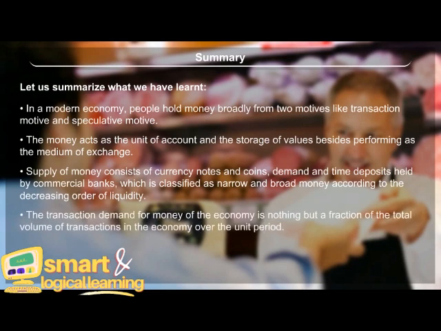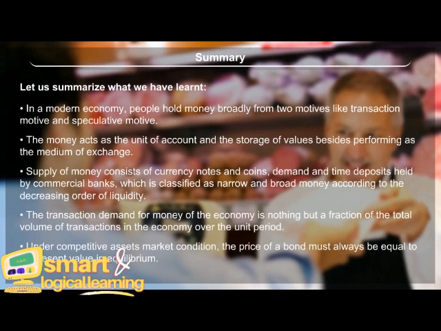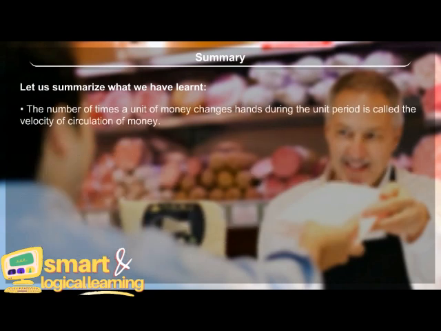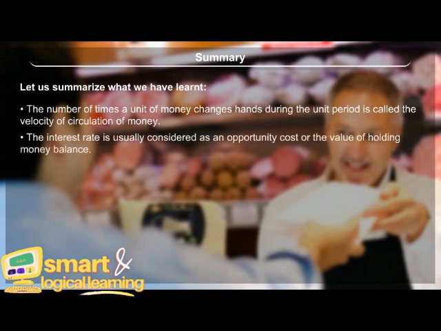The transaction demand for money of the economy is nothing but a fraction of the total volume of transactions in the economy over the unit period. Under competitive assets market conditions, the price of a bond must always be equal to its present value in equilibrium. The number of times a unit of money changes hands during the unit period is called the velocity of circulation of money. The interest rate is usually considered as an opportunity cost or the value of holding money balance.